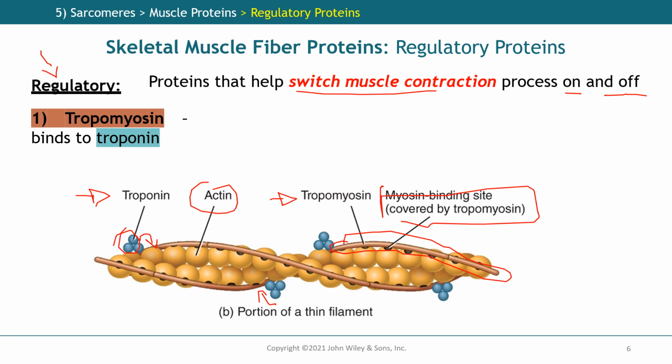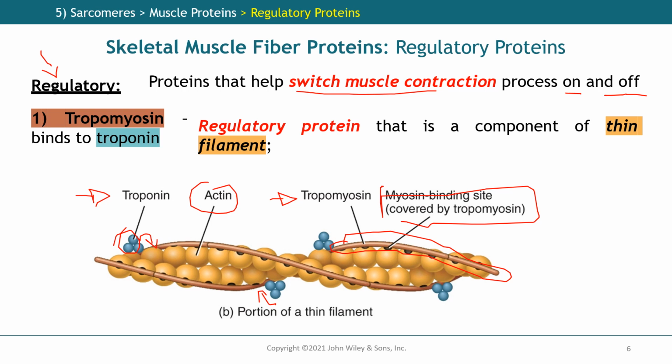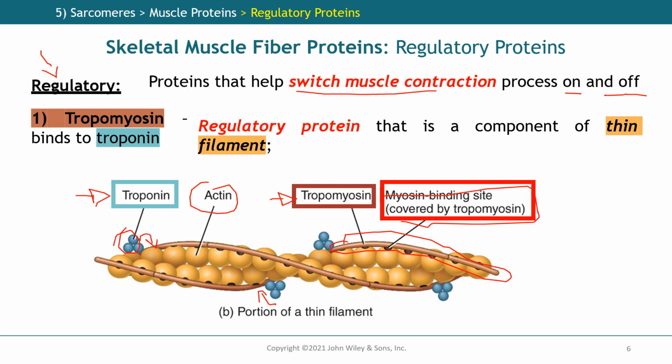Okay, so these regulatory proteins are a component of the thin filament, and I told you about tropomyosin, that is very important, that binds to troponin, that is the blue one in this schematic. Troponin aligned to the binding site, that is very important, the binding site to the myosin. Now I'm going to show you a video that shows the interaction of troponin, tropomyosin, and actin, especially the actin binding site, and it shows how they regulate muscle contraction.